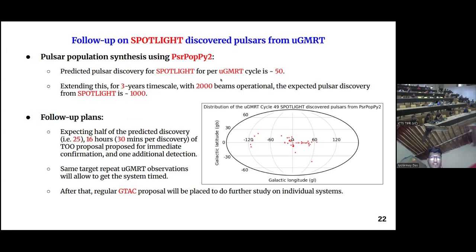We are expected to detect around 50 pulsars for the 160 beam configuration. If we include all 2000 beams operational, with the ranking of the beams and final folding of the candidates, then on a 3 year time scale the expected number of pulsars discovered is around 1000. For following up on those discoveries, we are asking for TOO time in GMRT, and just after the discovery we'll follow up on those pulsars to confirm the candidates and then do further study.